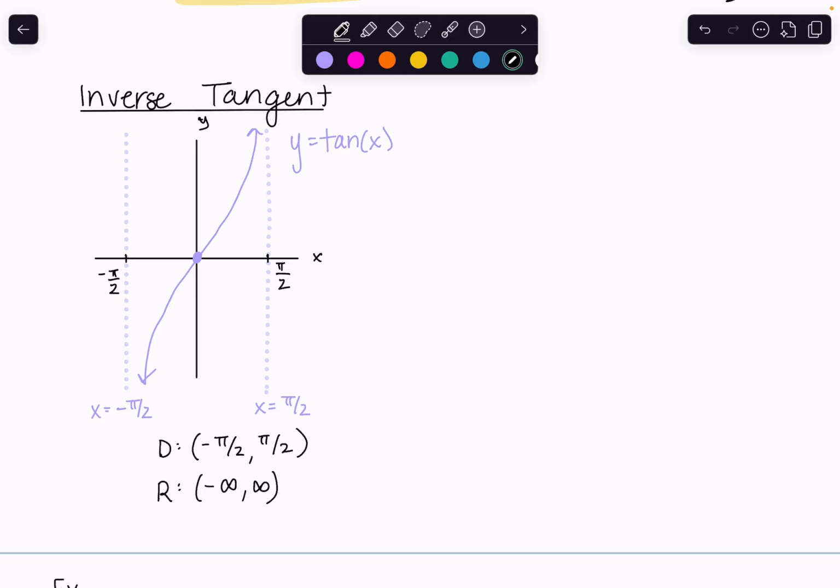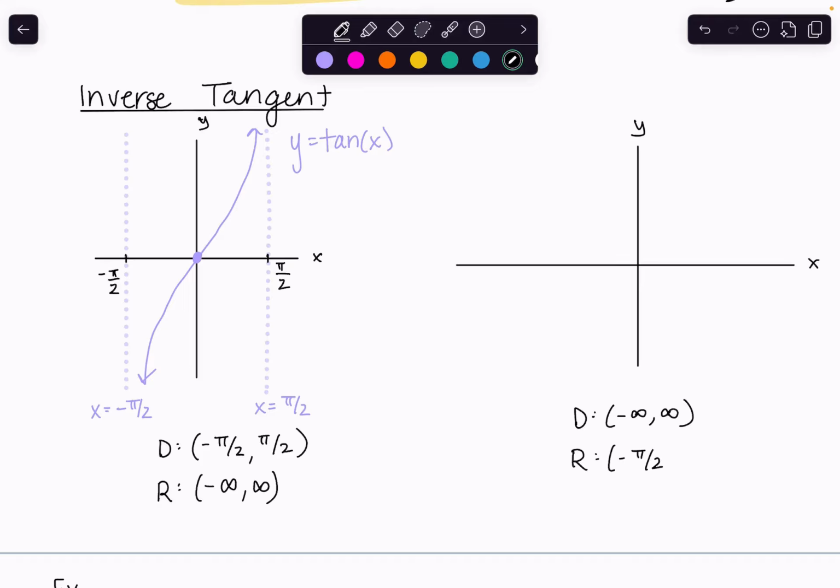So if I go to graph arctangent, now instead of having vertical asymptotes, I'm going to have horizontal asymptotes. My domain in this case is fantastic. I can input whatever I want, and my range is going to be an angle from negative pi over 2 to positive pi over 2.